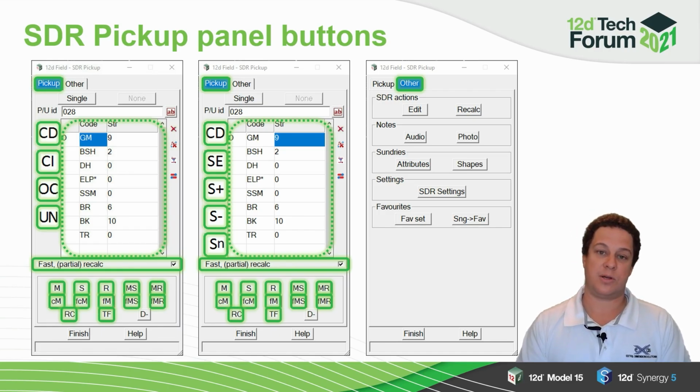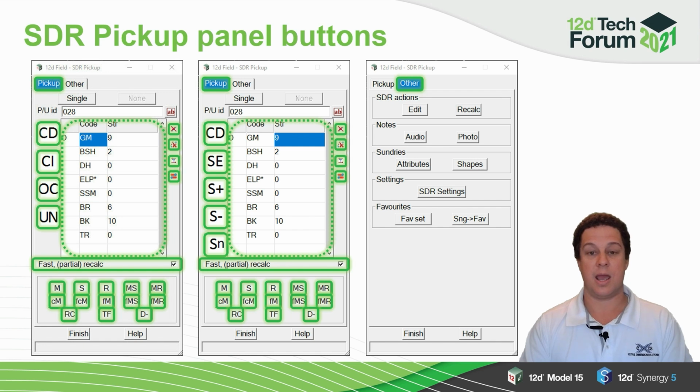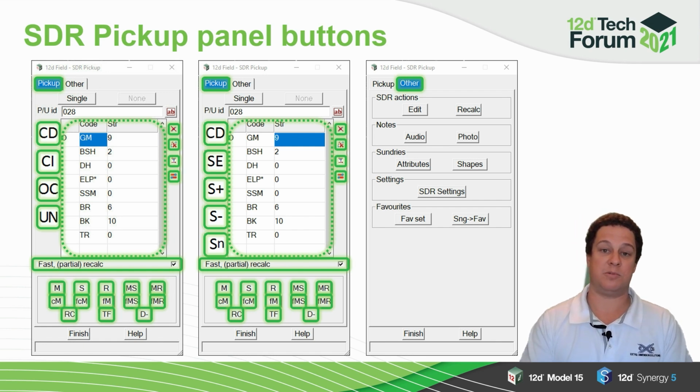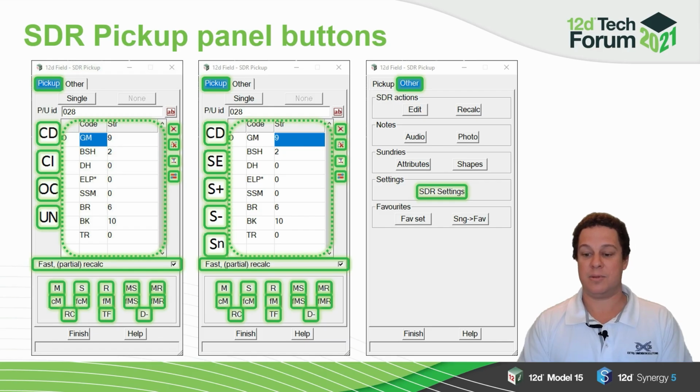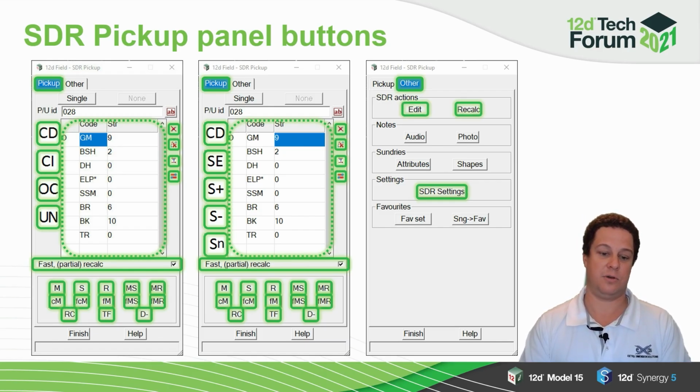TF will open the Travis Foresight panel, and D- will minimize the panel so only the measurement buttons are available. The smaller buttons on the right-hand side of the panel will allow the user to delete a row from the grid, delete all codes in the grid, reverse the order of the grid, and open up the SDR settings panel. This panel can also be opened from the Other tab, and on this tab, the user can do a full recalc on the function and do some limited edits to the field file.